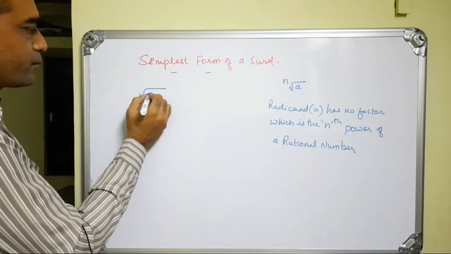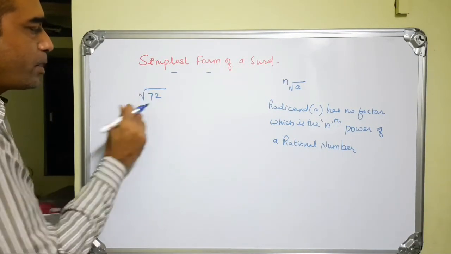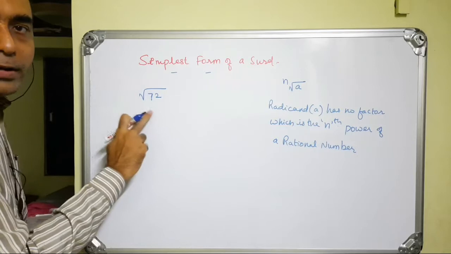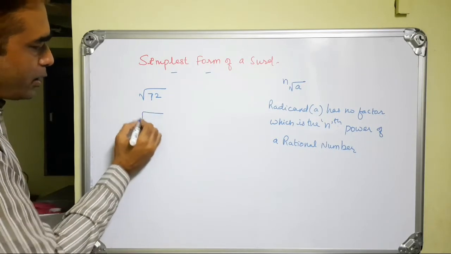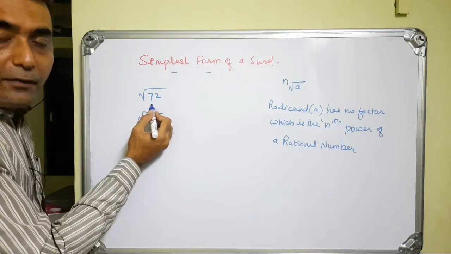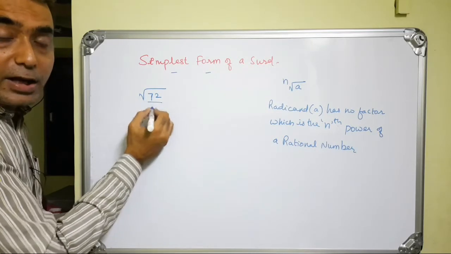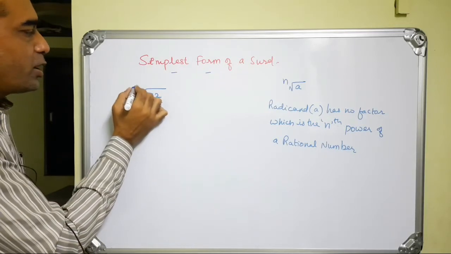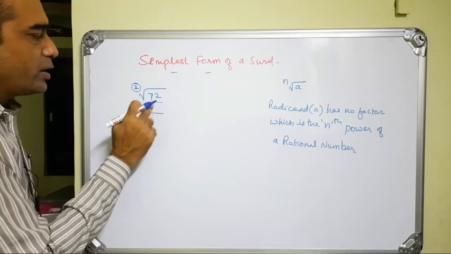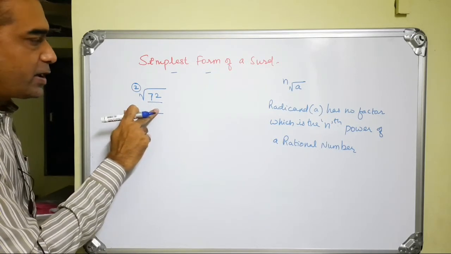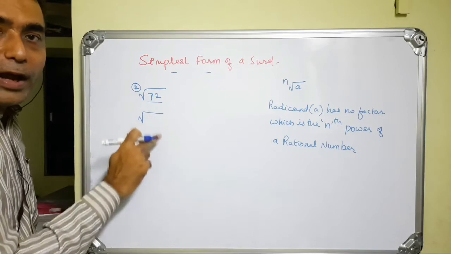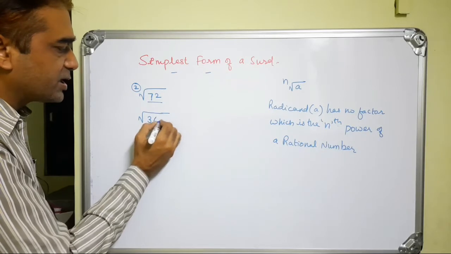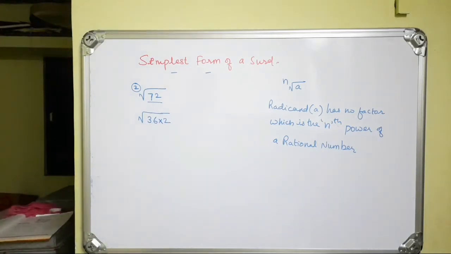Now see this surd, square root of 72. Square root of 72 is a surd because this value is irrational. Does 72, this 72 is a radicand, does 72 have any factor which is the nth power? Now what is the order here? Order is 2. So does 72 have any factor which is the second power of any rational number? So factors of 72 can be written as 36 into 2.